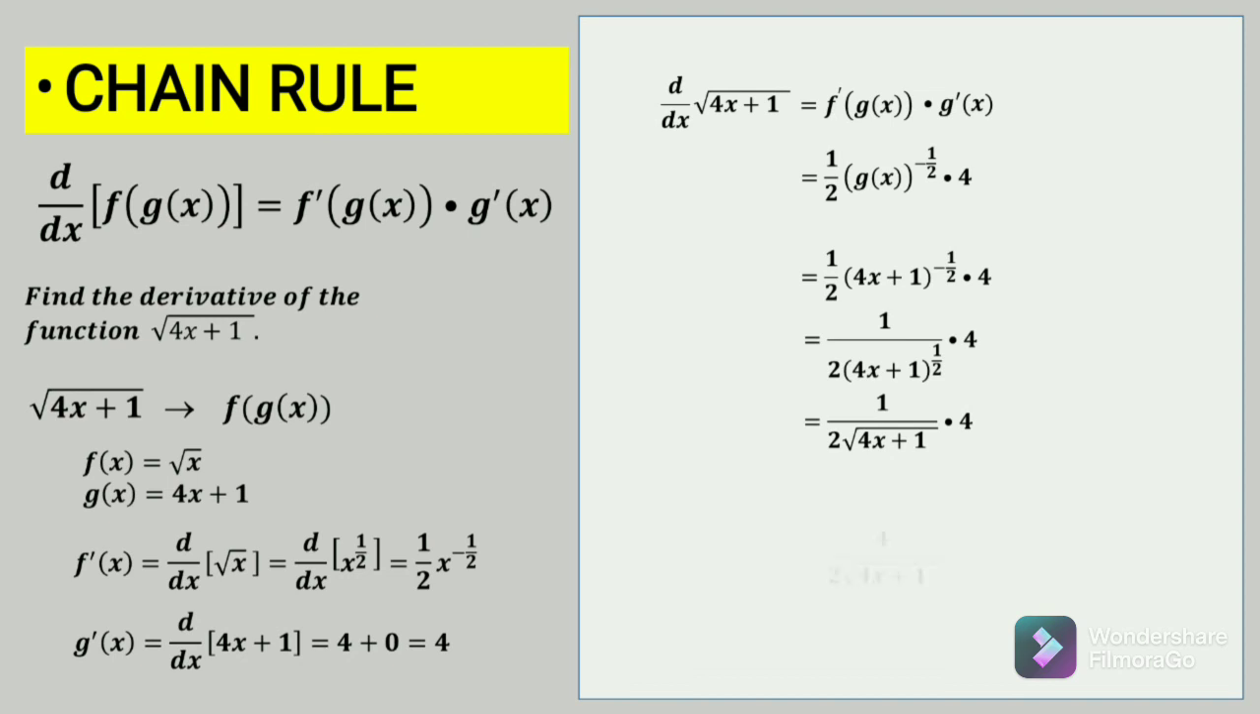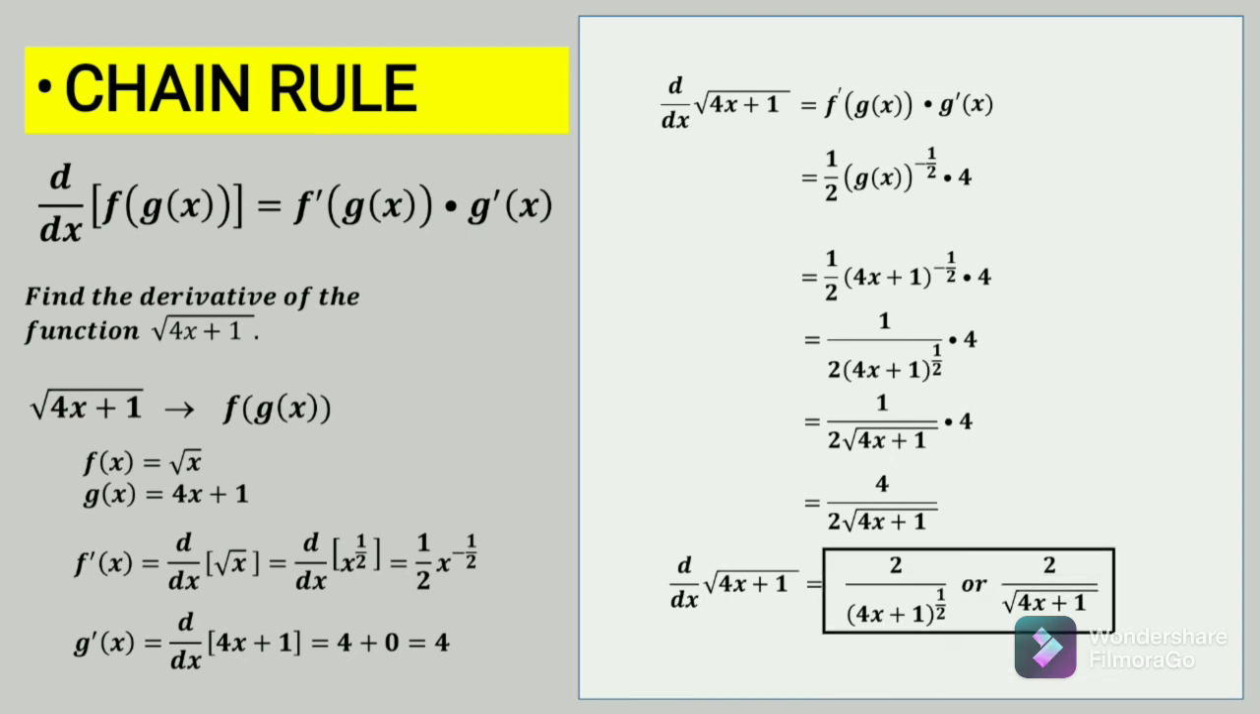Then let's simplify. Let's multiply. 1 times 4 is 4. So we now have 4 over 2 square root of 4x plus 1. So 4 divided by 2 is 2. So 2 over quantity 4x plus 1 to the power of 1/2, or we can write it as 2 over square root of 4x plus 1. So that is the answer in our last problem: find the derivative of the function square root of 4x plus 1.